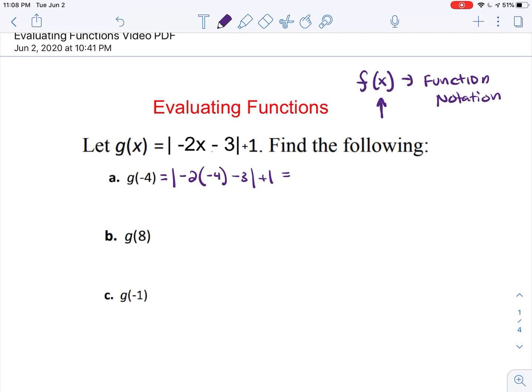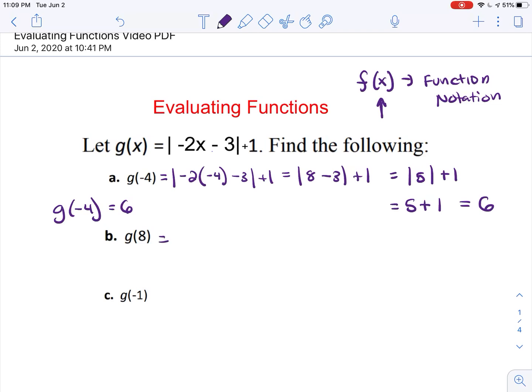Okay? And then I evaluate step by step using order of operations, right? So inside my absolute value, I'm going to multiply negative 2 times negative 4, right? Keep simplifying that absolute value to get the absolute value of 5. The absolute value of a positive number is still the positive number. So I end up with 5 plus 1. So my final answer is 6. So g of negative 4 is equal to 6.